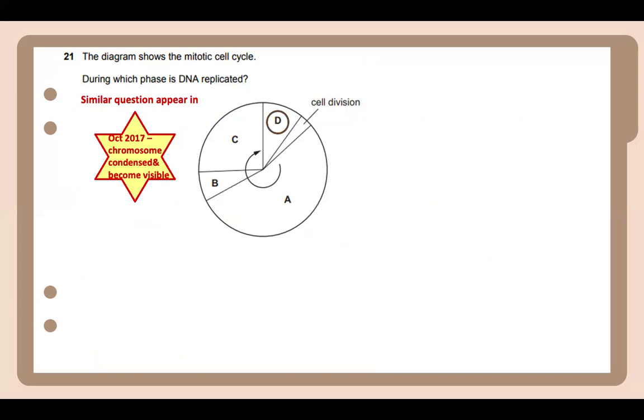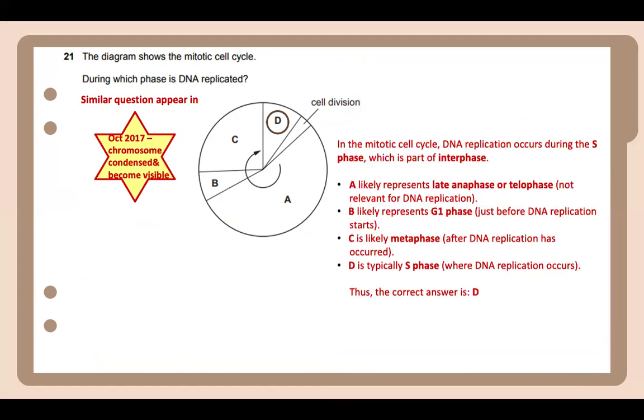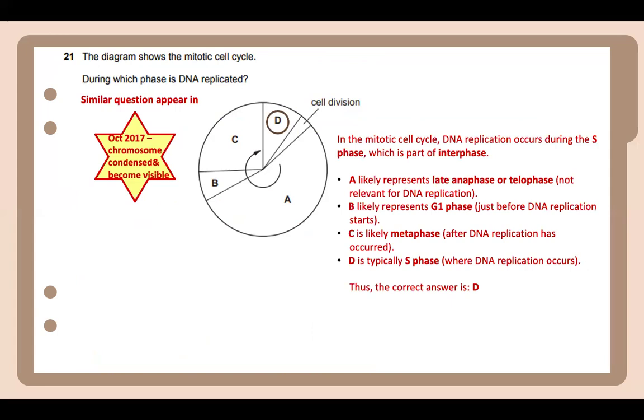The diagram shows the mitotic cell cycle, during which phase is DNA replicated? This is a similar question which already appeared in October 2017, but that question was related to chromosomes condensing and becoming visible. For this May 2017, the question is asking during which phase DNA is replicated.